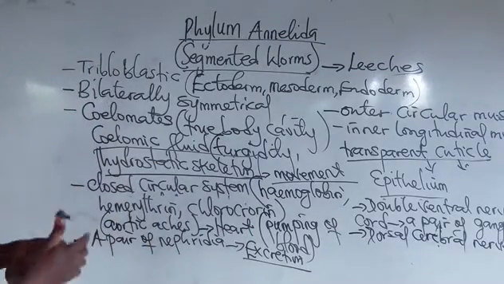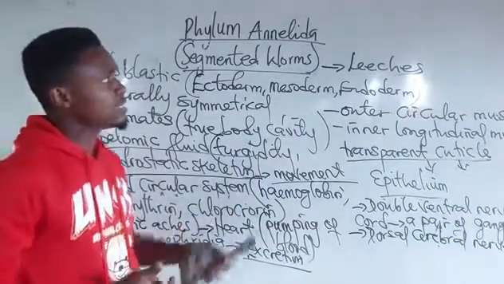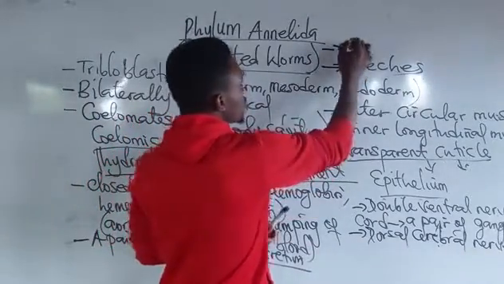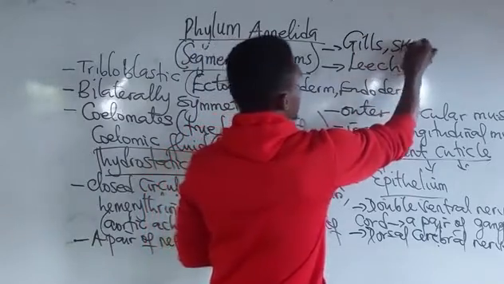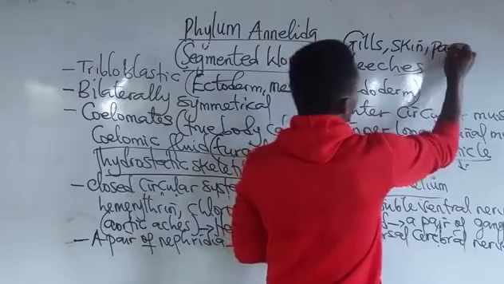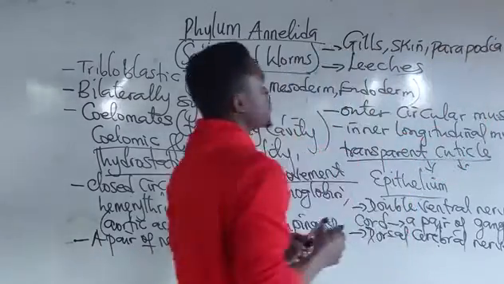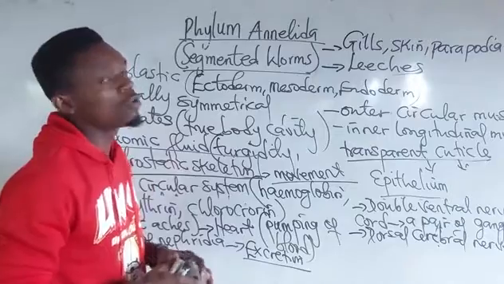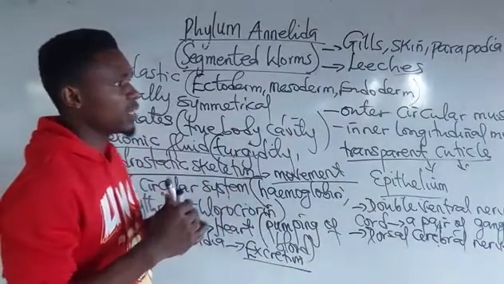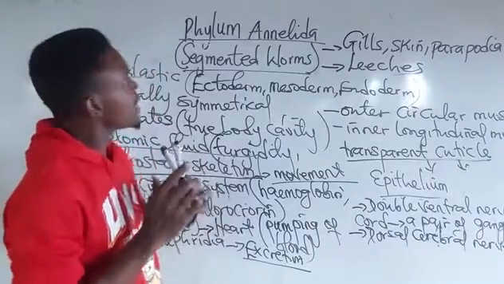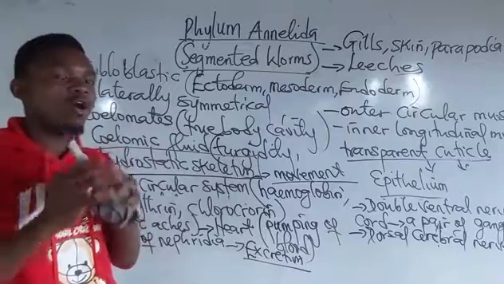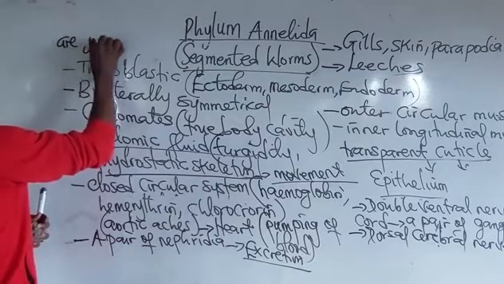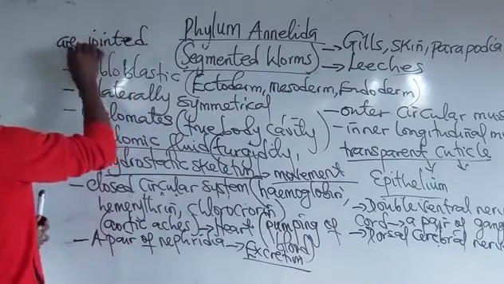Now, respiration. How do you think these worms respire? What is their respiratory organ? It is easy. They use gills or their skin or parapodia. Parapodia, gills, and skin are for respiration. And secondly, when appendages are present, they are not jointed.